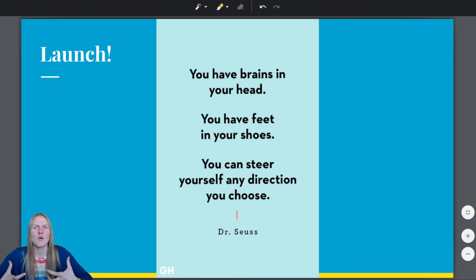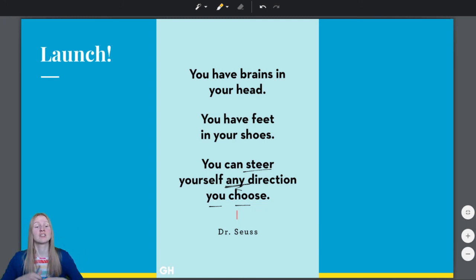This can be empowering. I have brains in my head. I have feet in my shoes. I can make my life what I want it to be. I can steer myself in any direction I choose. You choose where you want your life to go. You choose how you want your life to turn out. That doesn't mean that people aren't going to do crappy things and that you're not going to experience awful things. That doesn't mean any of that.